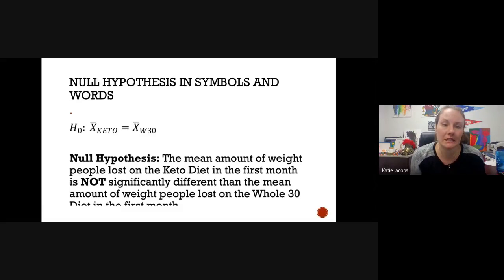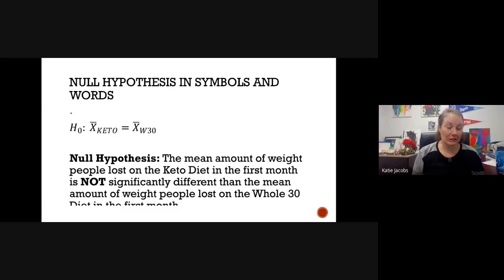So when we translate the null hypothesis into words, we see that the mean amount of weight people lost on the keto diet in the first month is not significantly different than the mean amount of weight people lost on the Whole30 diet in the first month. That's super wordy. You could actually make this a lot briefer.